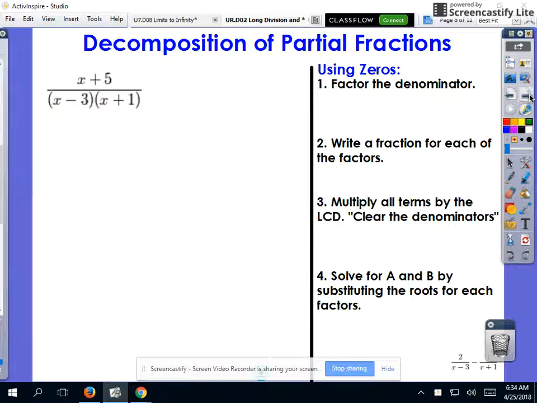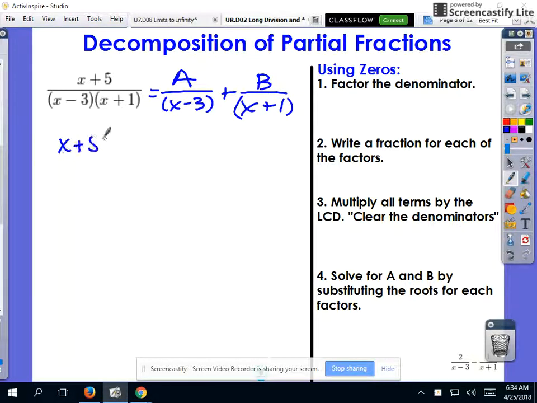All right, this one, I want you to pause the video and try it on your own. Okay, I'm going to go a little bit faster with this one. This equals a over x minus 3 plus b over x plus 1. We're going to multiply by the LCD all the way through, so it's x plus 5 equals a(x plus 1) plus b(x minus 3).